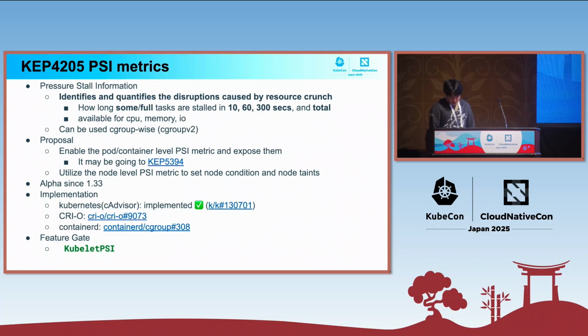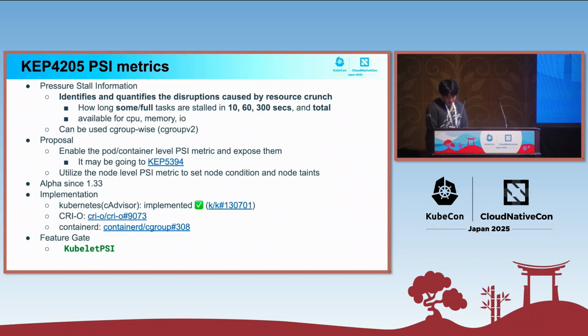This KEP basically has 2 proposals. The first one is to enable PSI metrics by default without any additional middleware to gather it. This will allow users to check resource contention per pod or container easily. This proposal may go into another KEP. The second one is to utilize node-level PSI to set node conditions and taints. This could enable much smarter scheduling. This KEP is quite recent. It's been alpha since Kubernetes 1.33. You can test this feature with this feature gate, since Kubernetes can collect them with the integrated cAdvisor.